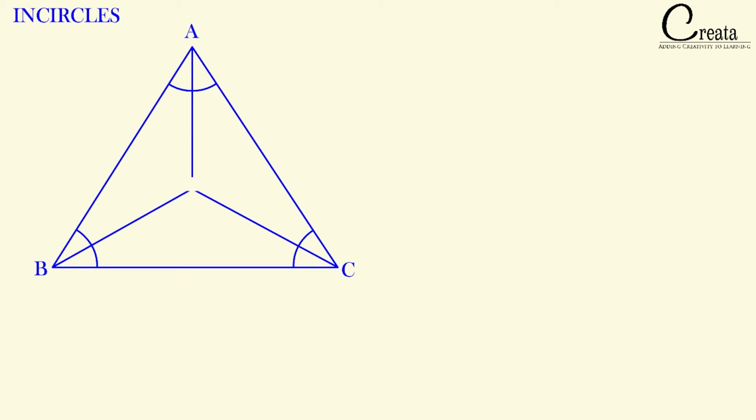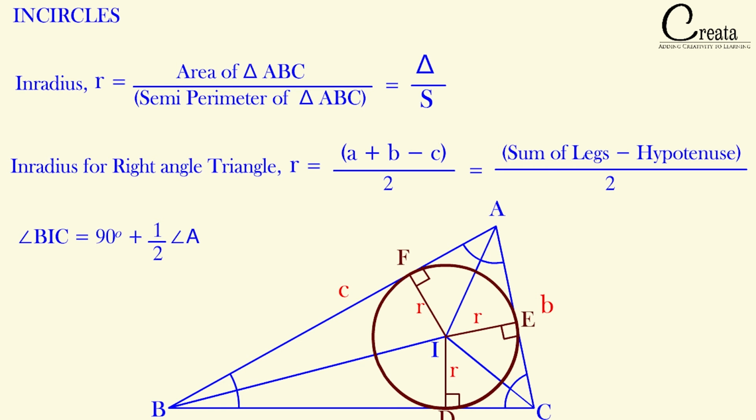For this fundamental, again let's take a triangle ABC with AI, BI and CI as the three angle bisectors, and I is the incenter. As per this fundamental, the angle BIC is equal to 90 degrees plus half of angle A. This is the formula of angle BIC. This is a very simple formula. These are the formulas of incircles.